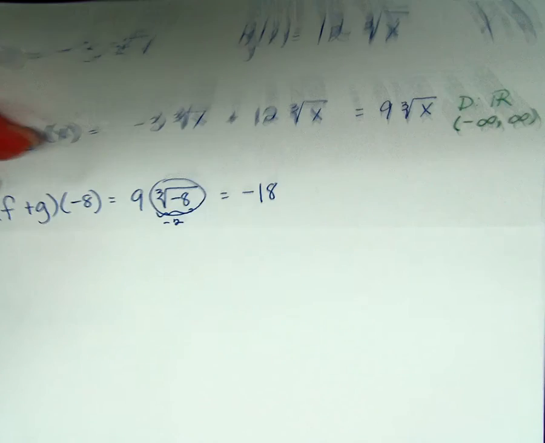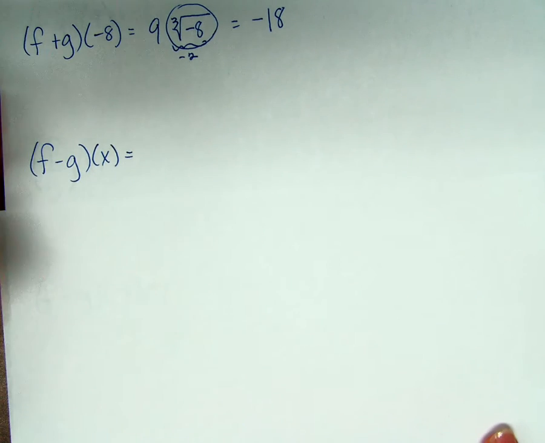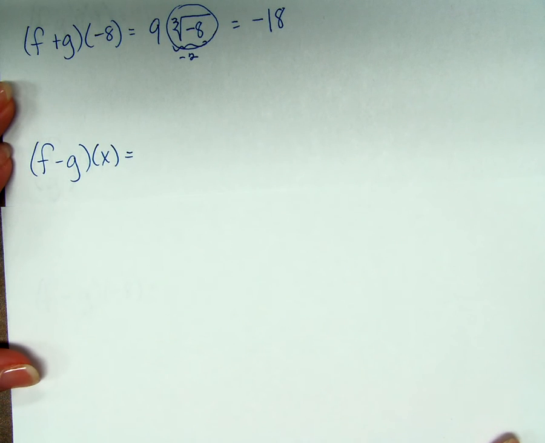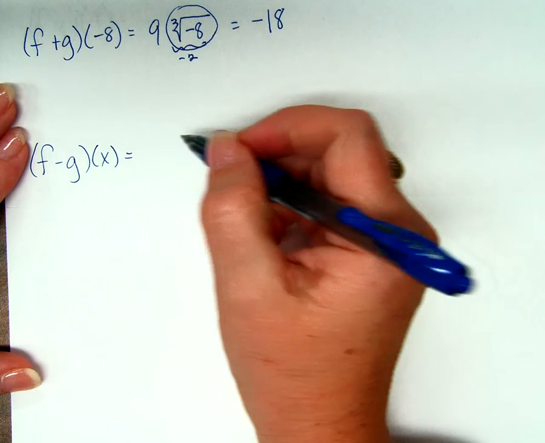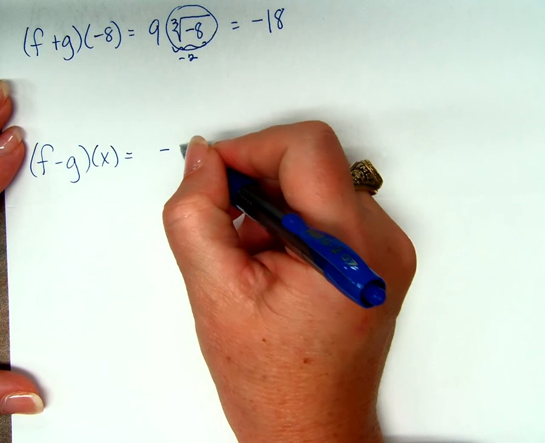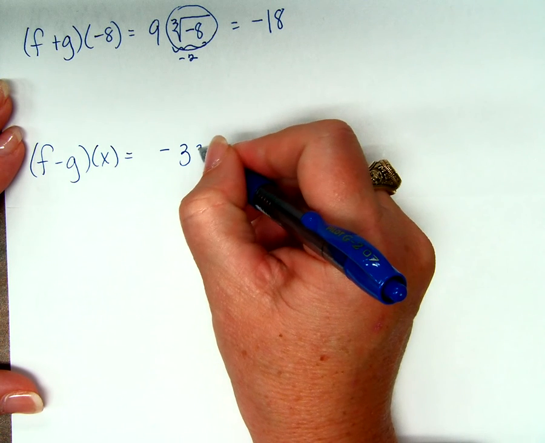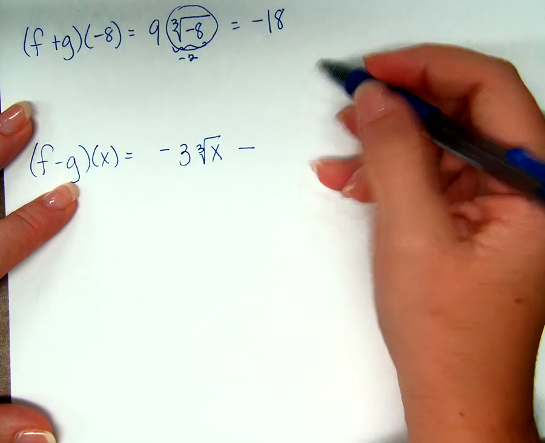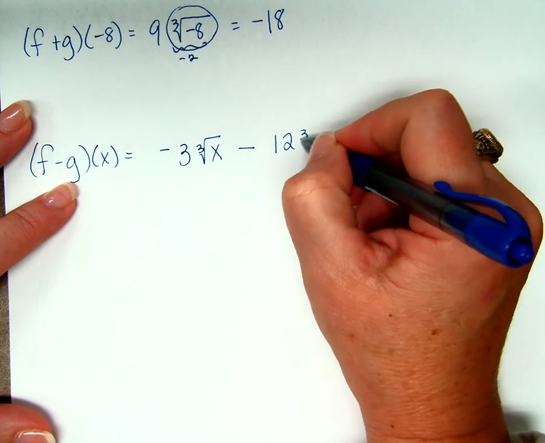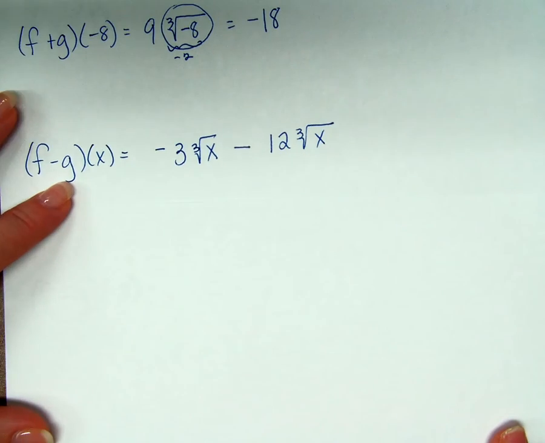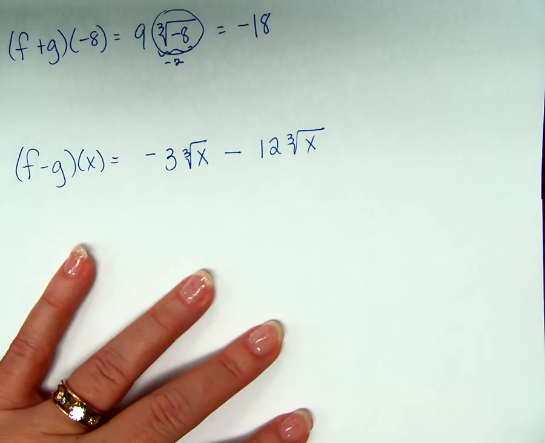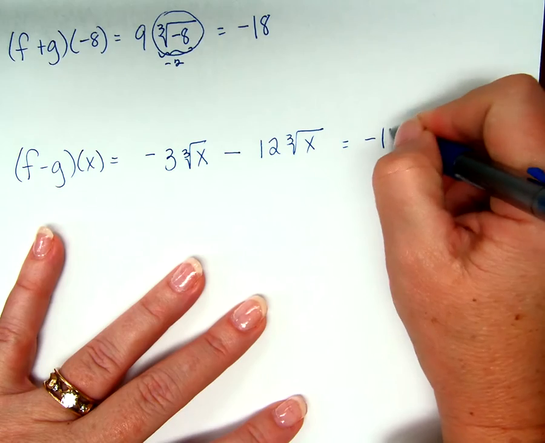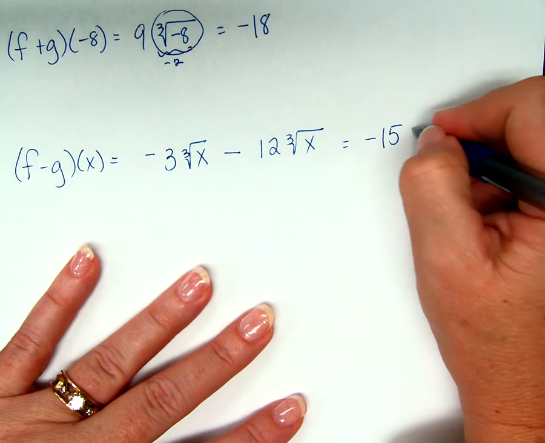So what about this? Can you do f minus g of x? Okay, so let's remember f of x is negative 3 cube root of x minus g of x, which is 12 cube root of x. Any guesses? Negative 15? Oh, okay, cube root of x.